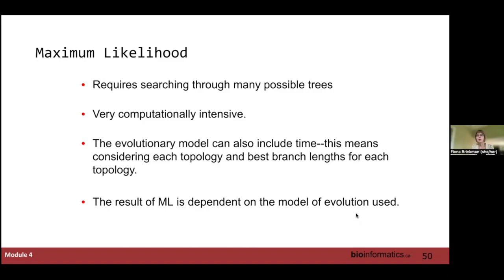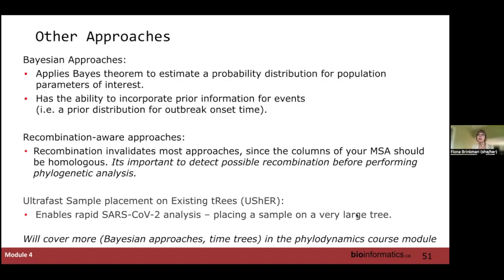The main thing I want you to appreciate is that this method has really taken off because it does give you a probability. It is pretty robust. And Bayesian approaches have really taken off too. I'm not going to go into Bayesian approaches except to say it applies Bayes' theorem, which looks at probability distributions for a bunch of parameters of interest, and can incorporate prior information for events, like a prior distribution for outbreak onset time. You're going to be talking more about Bayesian approaches and time trees in the phylodynamics course module coming up later, so I'm not going to go into that right now.